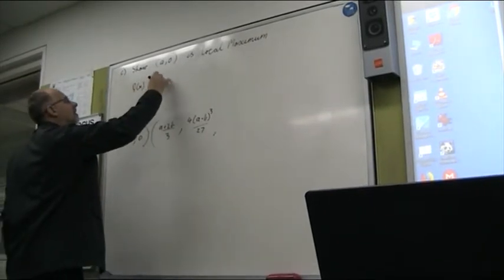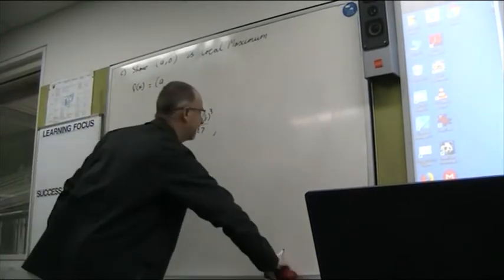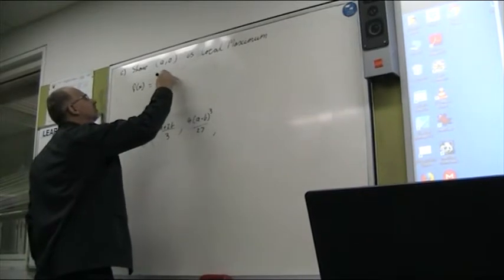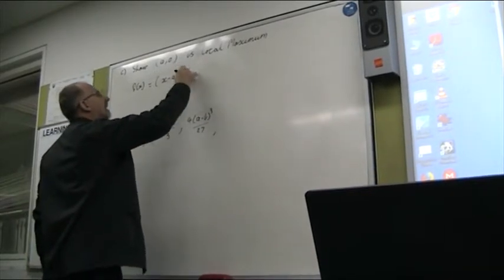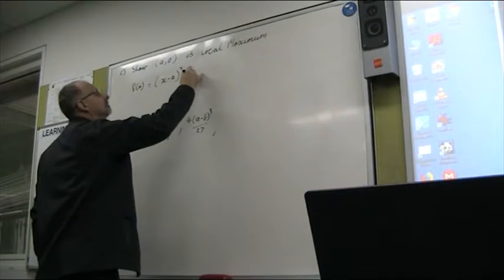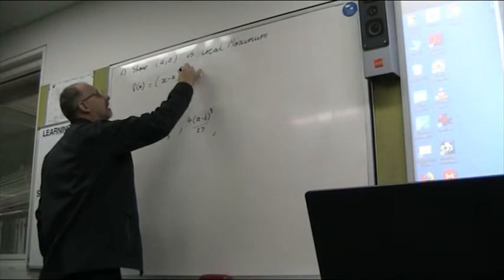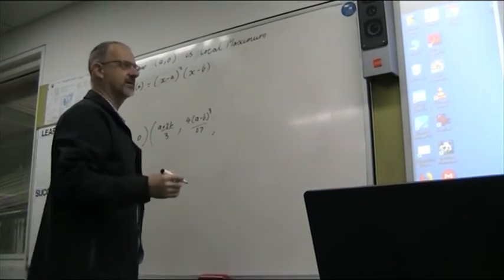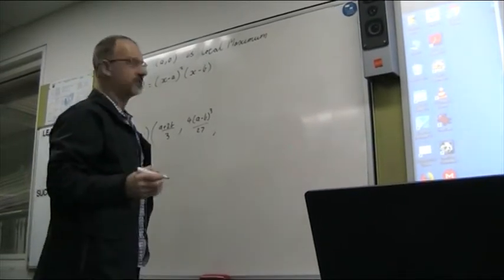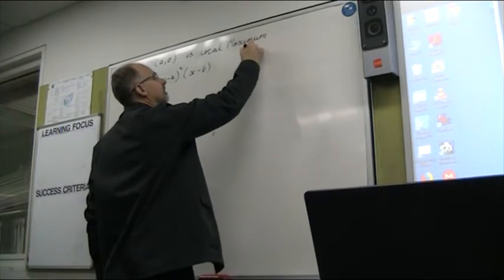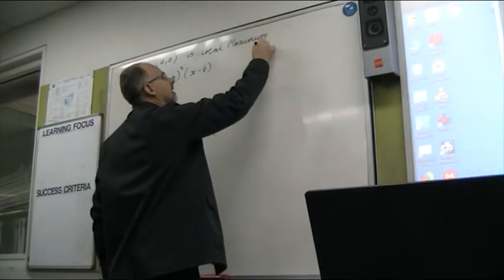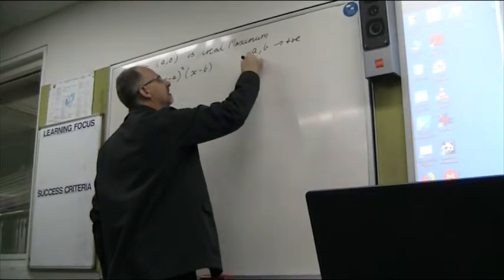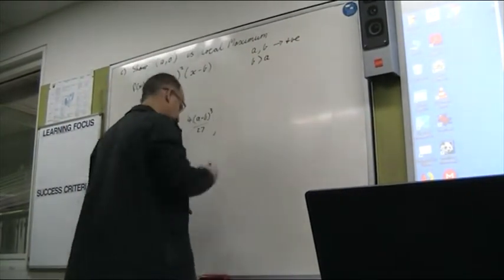f(x) was (x minus a) squared and (x minus b). Now, what were the restrictions on A and B? What were they? A and B have to be positive and B has to be bigger than A. Right, so they've both got to be positive and B's got to be bigger than A.